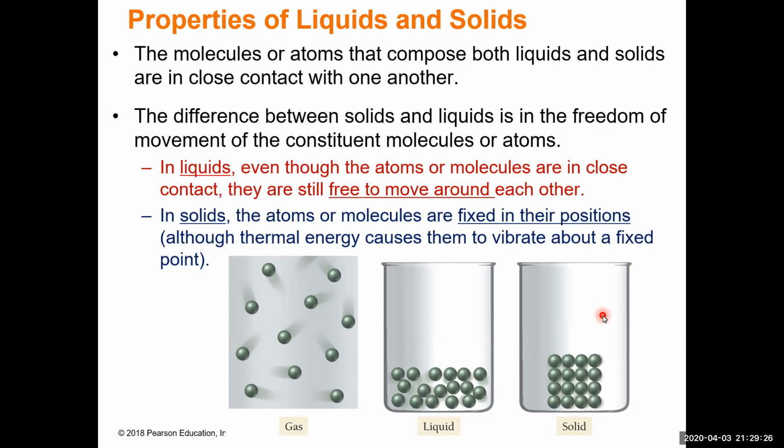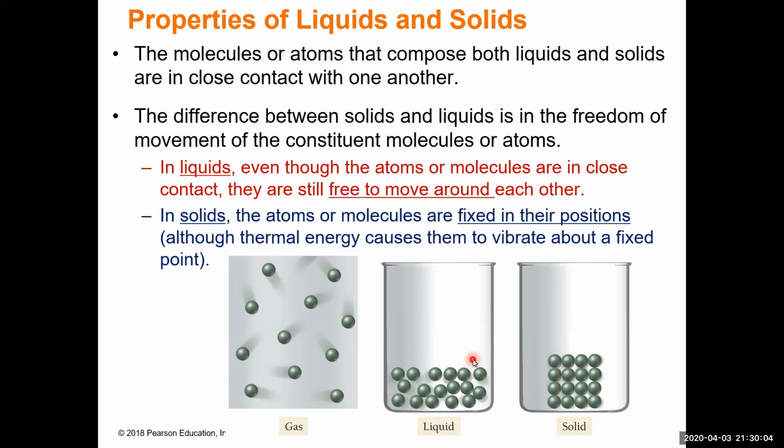The difference between solids and liquids is in the freedom of movement of the constituent molecules or atoms. So in liquids, even though the atoms or molecules are in close contact with each other, they're still free to move around each other. And because of this, the liquid forms the shape of our container because of this free movement of each atom or molecule.